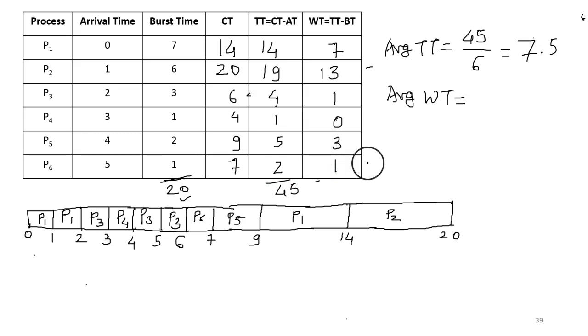Total waiting time is 25 and average waiting time is 25 divided by number of processes, that is 6, which equals to 4.166, that is 4.17 after rounded up. So in next video lecture we will try to solve more problems based on CPU scheduling algorithm.